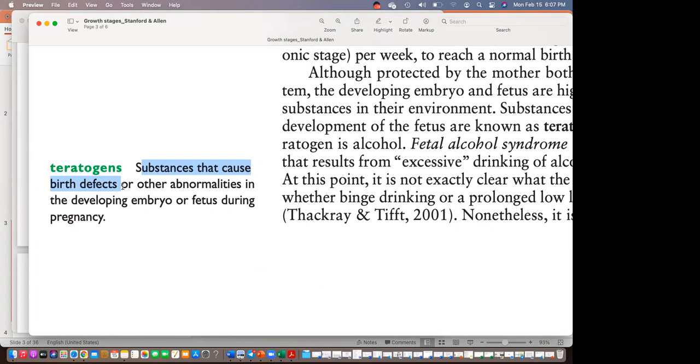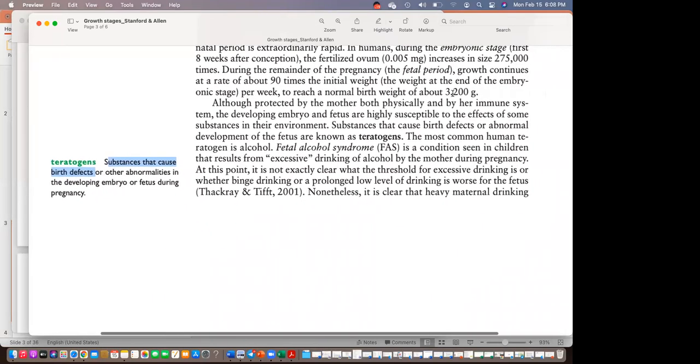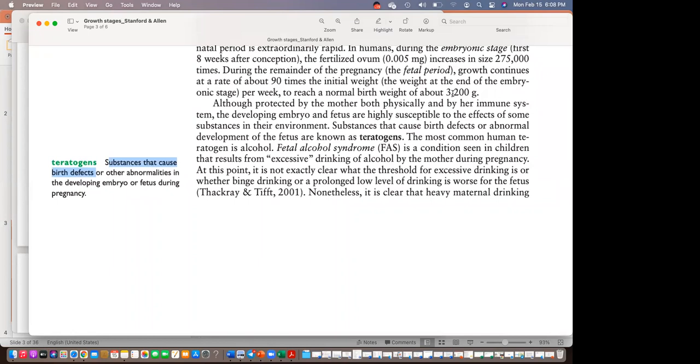So basically these are toxins. When our body is exposed to them, especially in initial stages, it impacts the growth negatively. Substances that cause birth defects or other abnormalities in the developing embryo or fetus are called teratogens. Alcohol can be seen as a teratogen, or some drugs can be seen as teratogens. So toxins which negatively impact our growth in the mother's womb.